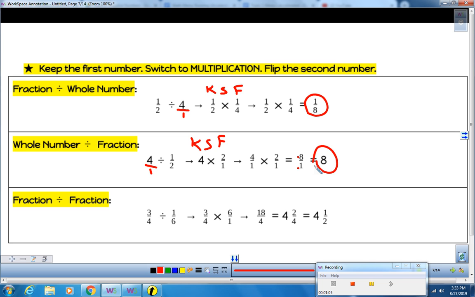Fraction divided by a fraction. 3/4 divided by 1/6. We've kept the first number the same. We have switched to multiplication. We have flipped the second number upside down. 3 times 6 is 18. 4 times 1 is 4. Simplified to 4 2/4. Simplified to 4 1/2. It is always keep the first number, switch the symbol, flip the second number.